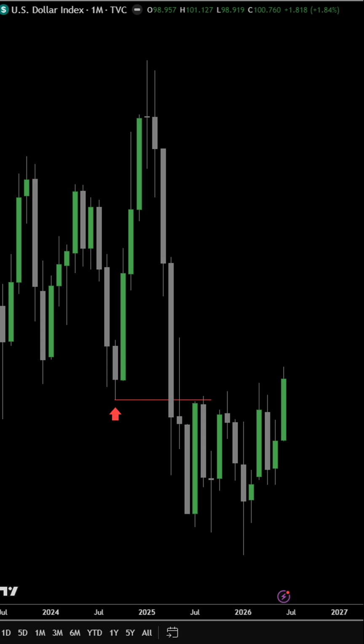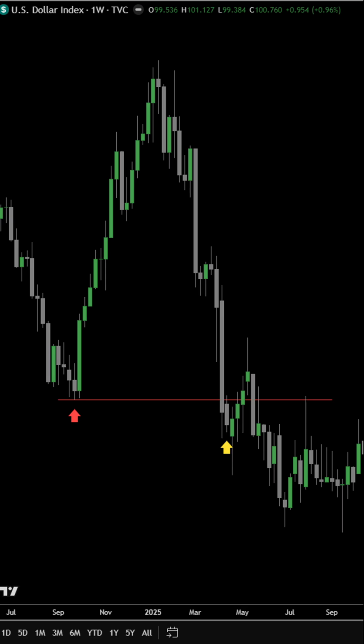Let's move down to the weekly chart. Look at the candle marked in yellow. This is where things start to get interesting. That bearish candle had already respected the red level within the previous monthly candle. In other words, the reaction had already happened. So when the new monthly candle formed, there was no reason for price to react to that level again.